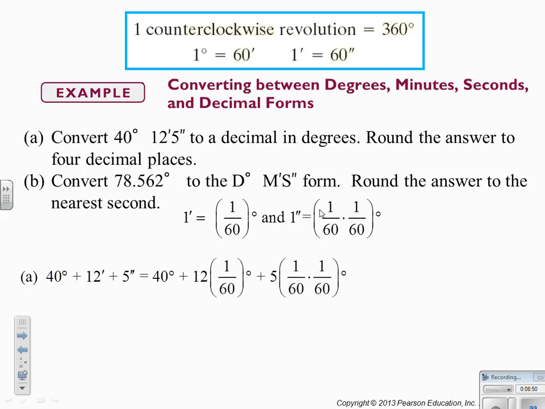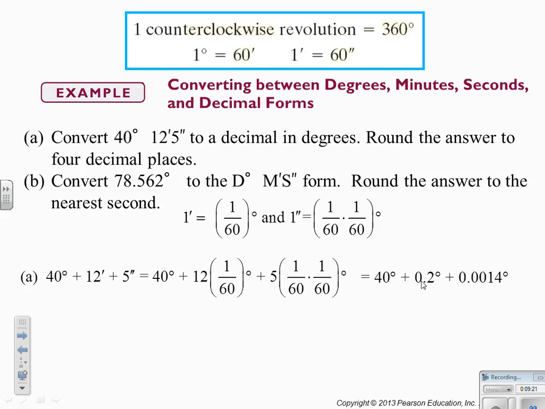We use these as our conversion factors. So we know we have 40 degrees. That stays the same from our conversion from degrees, minutes, seconds to just a decimal. We have 12 minutes. So 12 minutes is 1/60th of a degree. So there's our conversion factor there. And then our conversion factor for seconds, so we have 5 seconds, is 1/60 times 1/60.